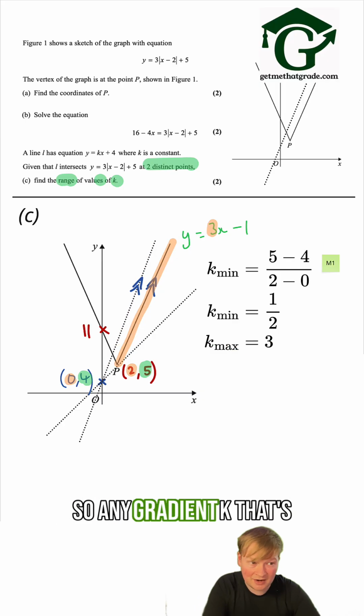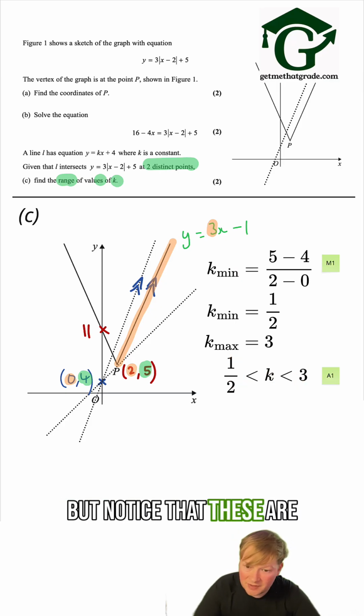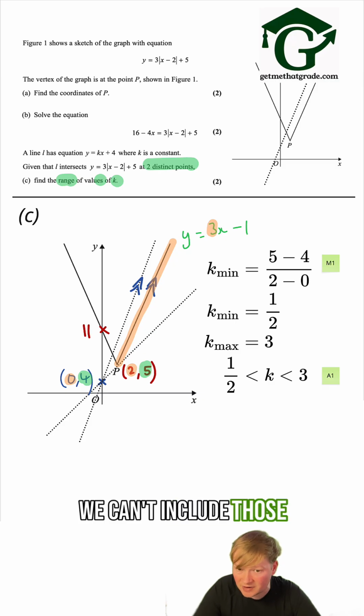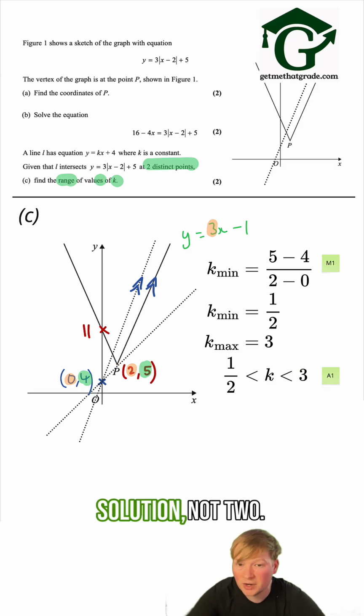So any gradient k that's between these 2 values would work. But notice that these are strict inequalities. We can't include those values because if they are exactly equal to a half or exactly 3, we'd actually only have one solution, not two.